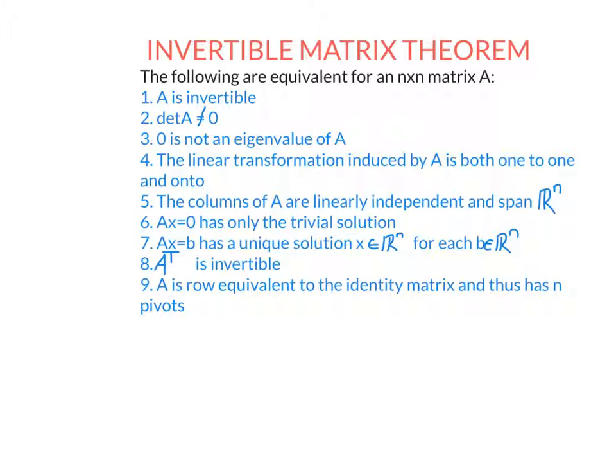Note, I have actually left a few statements off here. For example, there's one about singular values that we're not covering in this course. There are also some that we are going to get to later, for example, about the dimension of the column space of A. But for now, these 9 statements are equivalent to the matrix A being invertible.